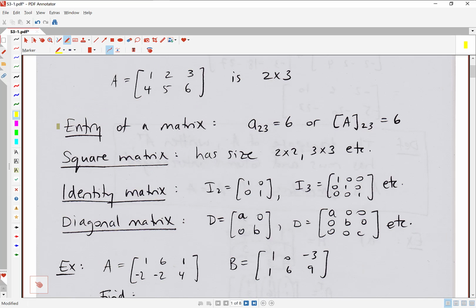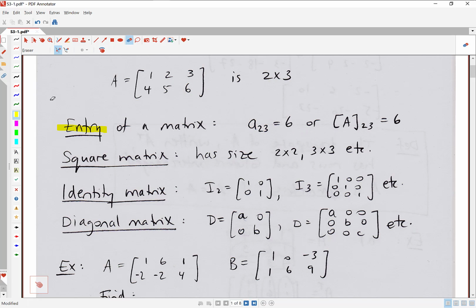Occasionally we want to reference the entry of a matrix, so meaning we want to reference one of the numbers in the matrix. There are a couple of ways of doing that. So if your matrix is called capital A, you could reference an entry by using just the lowercase a and then writing the row and column index in the subscript. So this would mean the entry in row 2, column 3 of A. So row 2, column 3, that would be 6.